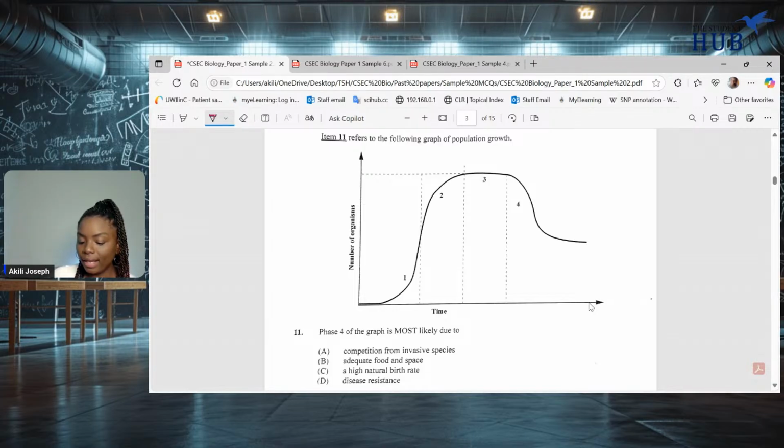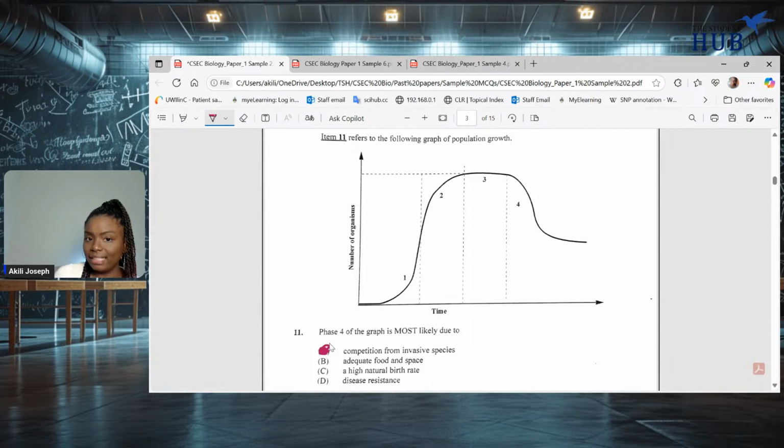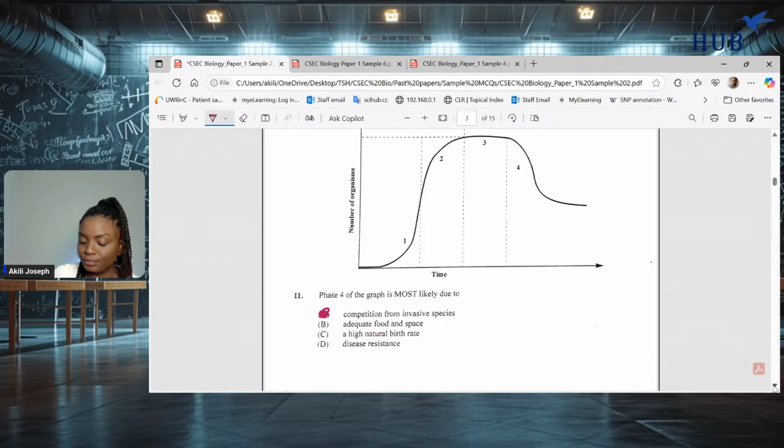Is going to be A, competition from an invasive species. We're looking for a reason that would explain a decline in population size, right? Adequate food and space would allow the population to thrive. A high natural birth rate would increase the number of organisms, and disease resistance means that less will die from disease. So B, C, and D will all lead to an increase in population size rather than a decrease. So that would leave A as the best answer here.